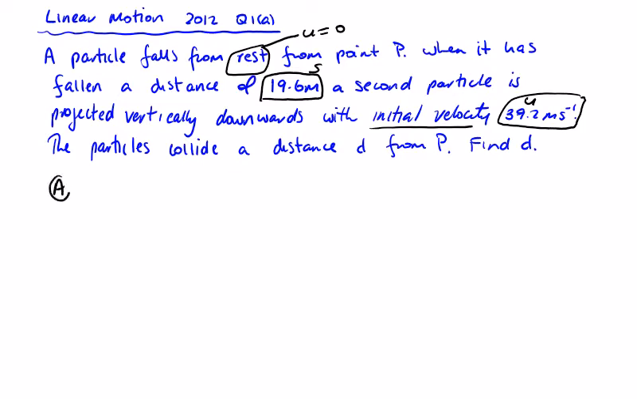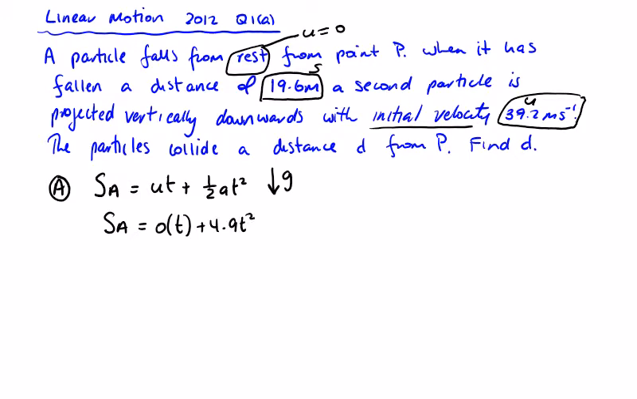We're going to need time here to find the time at which they collide. If we can find the time, we'll be able to find the distance. So the distance that A travels is ut plus a half at squared. Let's get just in terms of t, how far A travels. It starts from rest. It's positive g going down. That's my acceleration, so plus 4.9 t squared. So what we can do now, we can say 4.9 t squared is equal to 19.6.